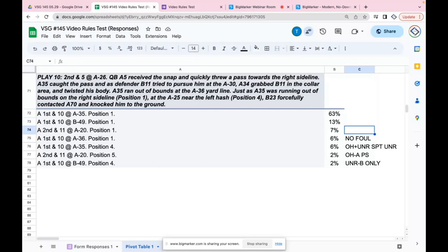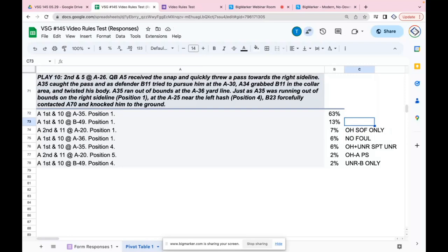All right, here we go. 2nd and 11 at the A20, position 1. How do we get to the A20? Oh, spot foul OH. OH spot of foul only. Okay, I'm fine with that. I know I ignored the UNR, but at least I enforced it, right?